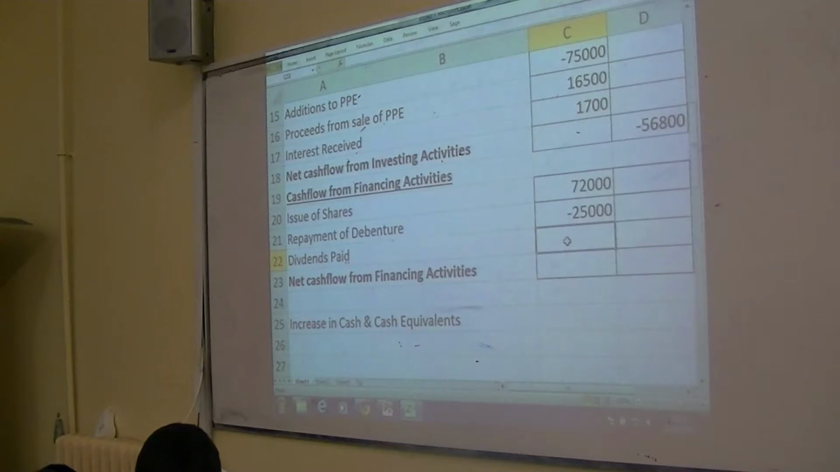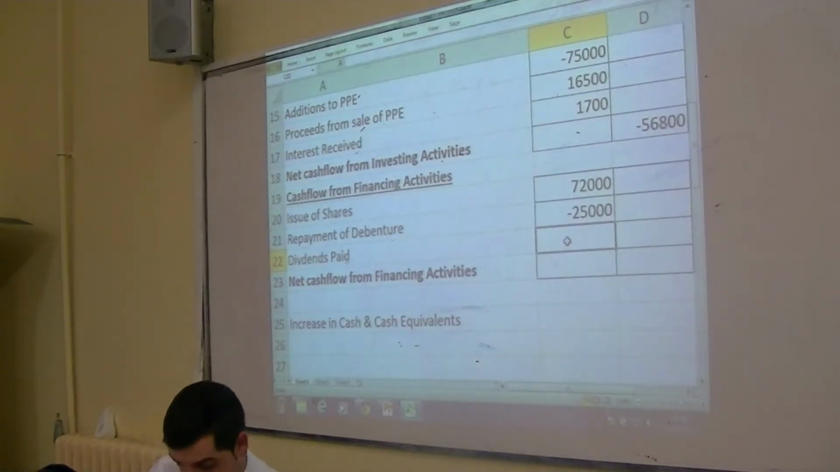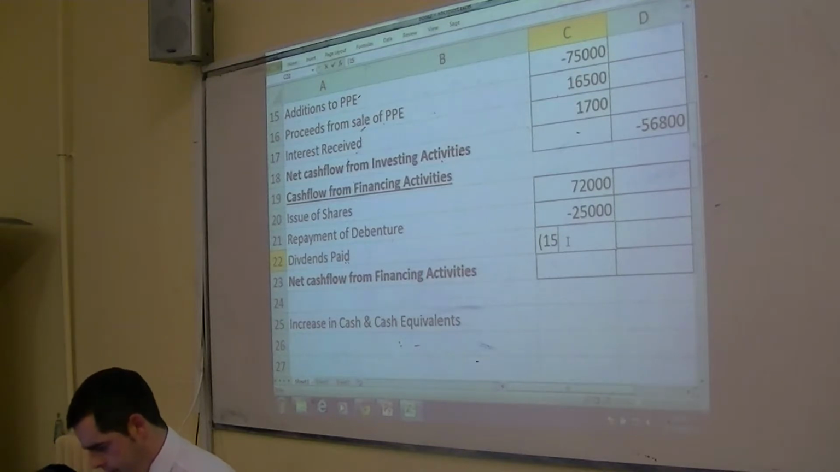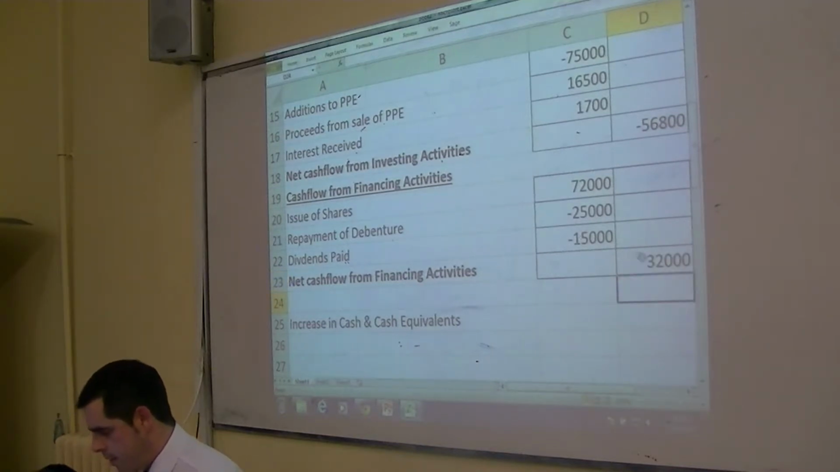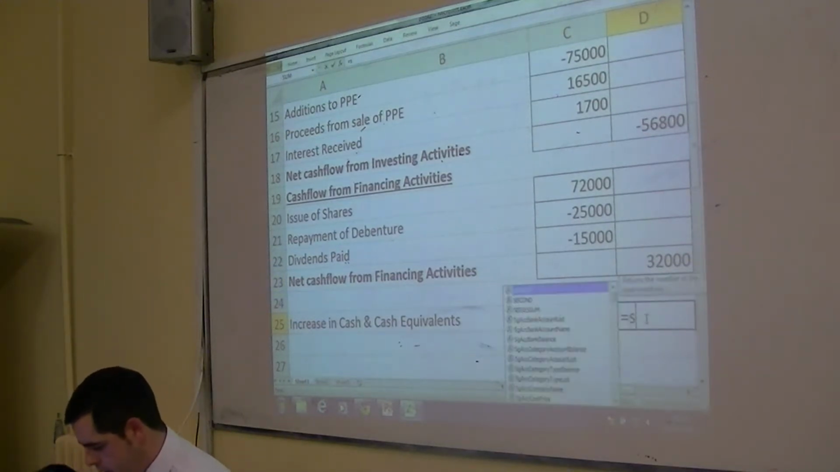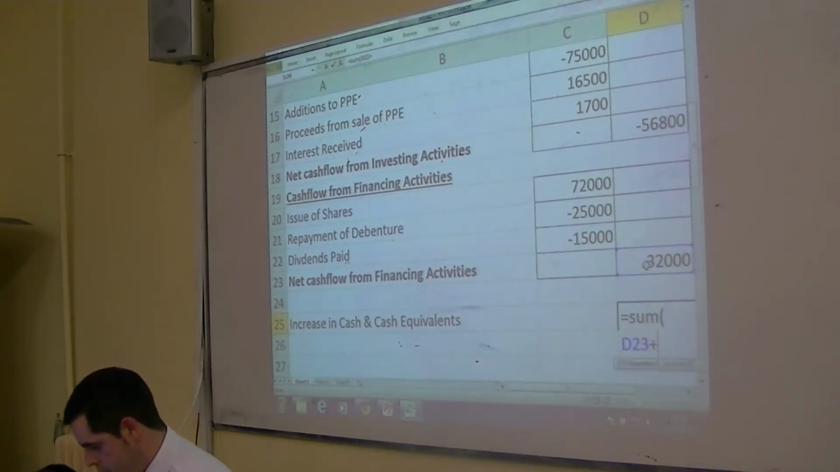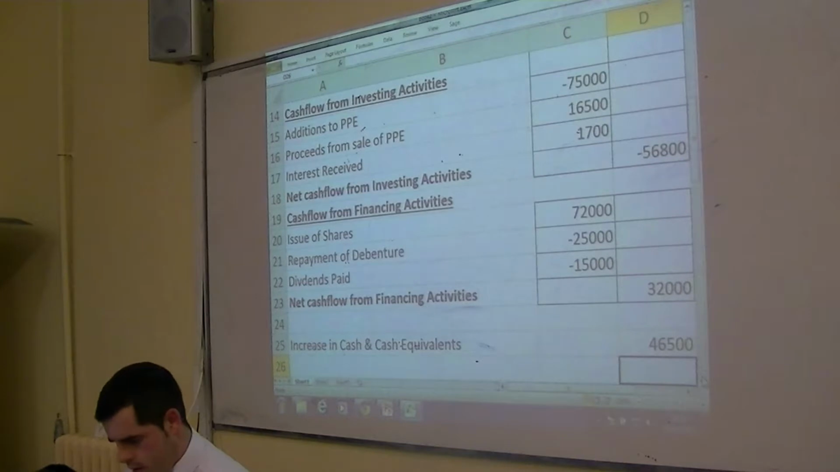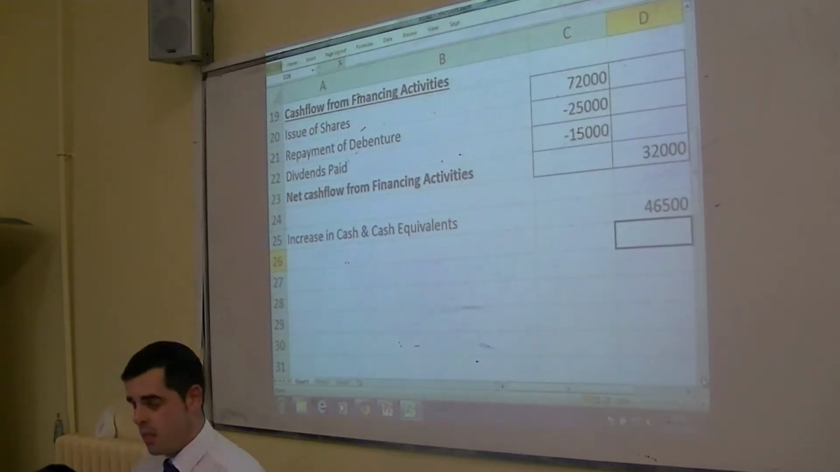And dividends paid, where do you find that? So if we look in our notes again. That was note 5, very last figure, dividends paid was 15. So again, if we work that out, it's a positive 32,000. Then again, what we're looking for, get your three totals together. $46,500. So the increase is 46,500.